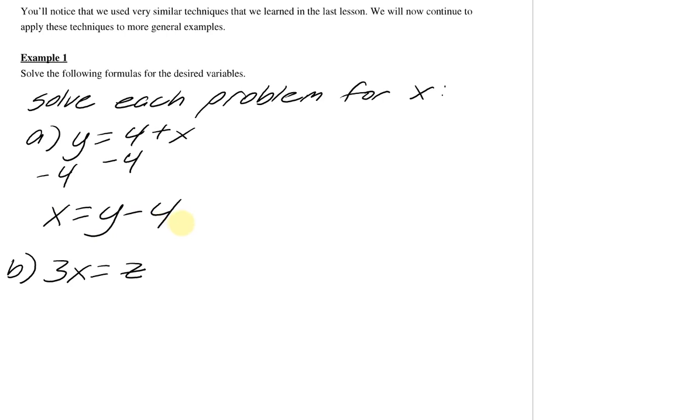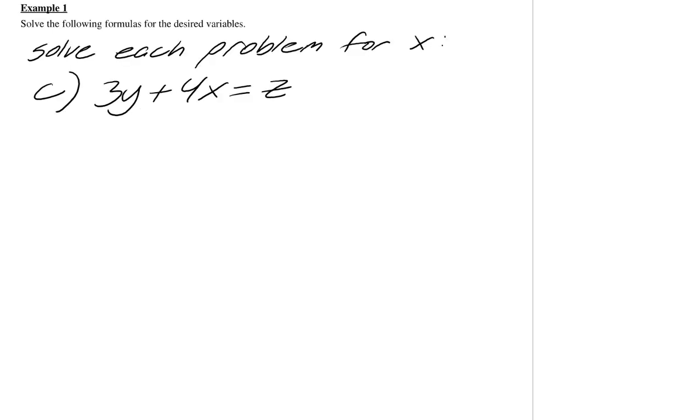And then another way that you might have to approach this is something that occurs like this. So now in this one I have 3 times x equals z, and I want to get x by itself. So what operation do I have to do to get x by itself? Well, I would just divide each side by 3. So here's the basic idea. So let me give you one to try on your own.